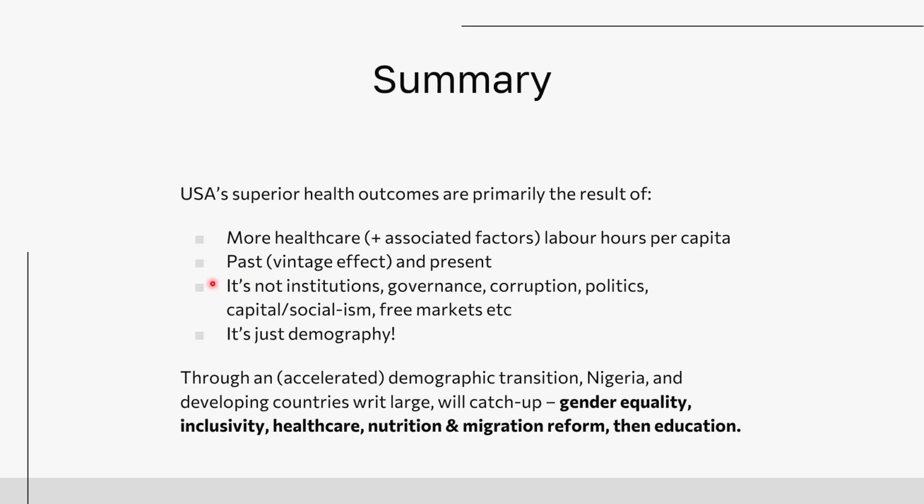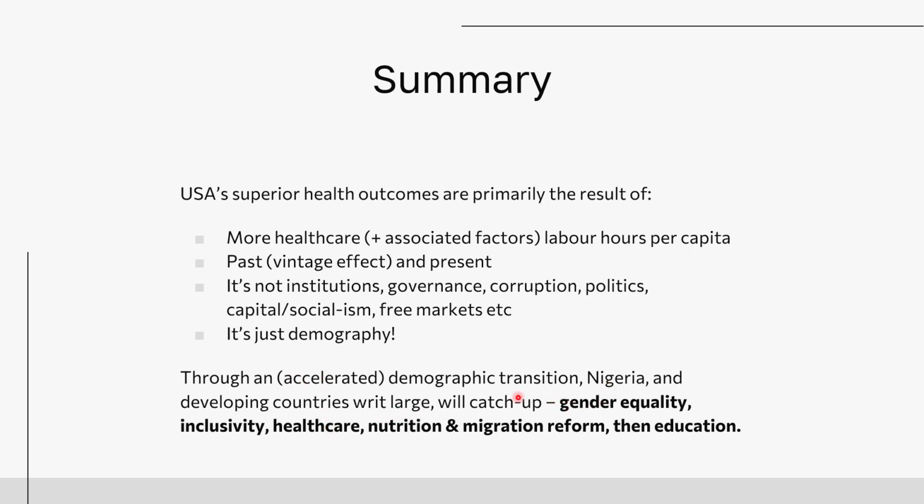And this contrasts greatly with the mainstream explanations for these variations, which is that it's institutions, governance, corruption, politics, et cetera, capitalism, free markets, so on and so forth. In reality, it's just differences in available labor hours per capita, right? It's just demography.